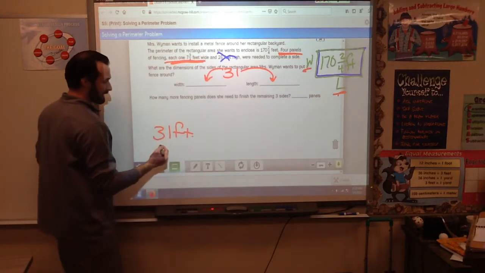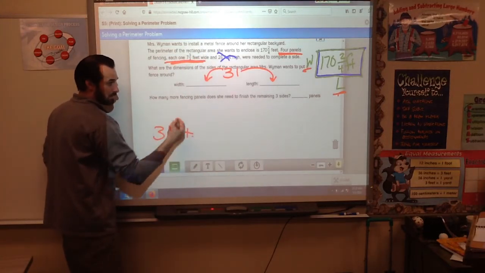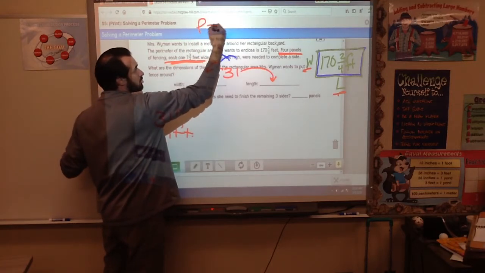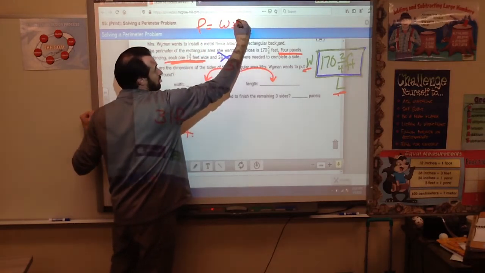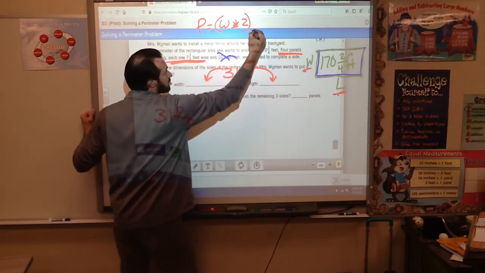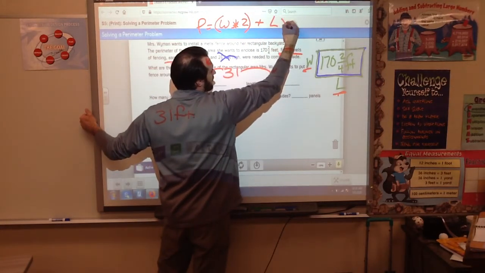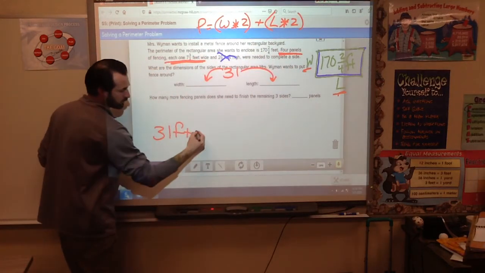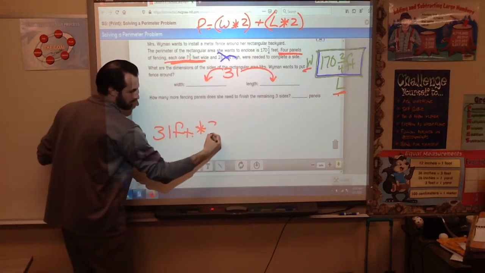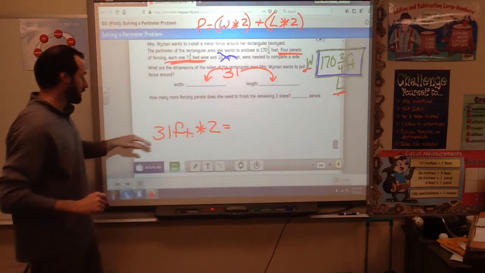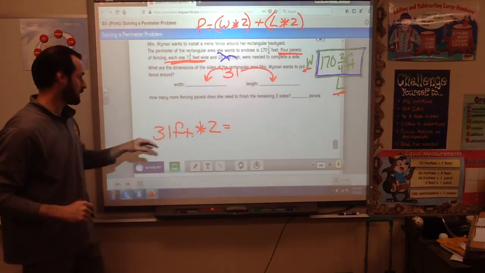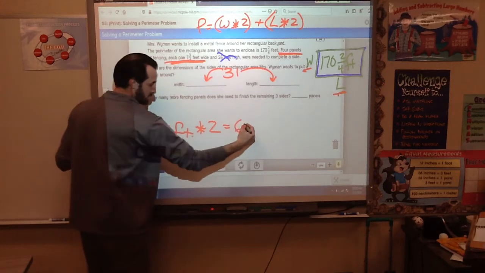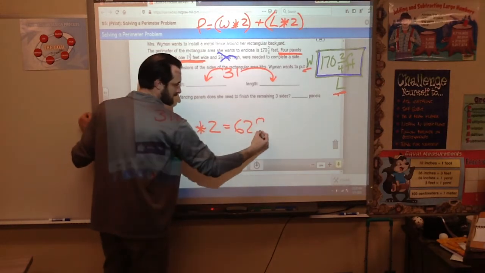So we can double that, because another equation for perimeter is width times 2 plus length times 2. So what we're going to do is we're going to take this and multiply it by 2. Go ahead and solve that. 31 times 2. 2 times 30 is 60. 2 times 1 is 2. So you should get 62 feet.